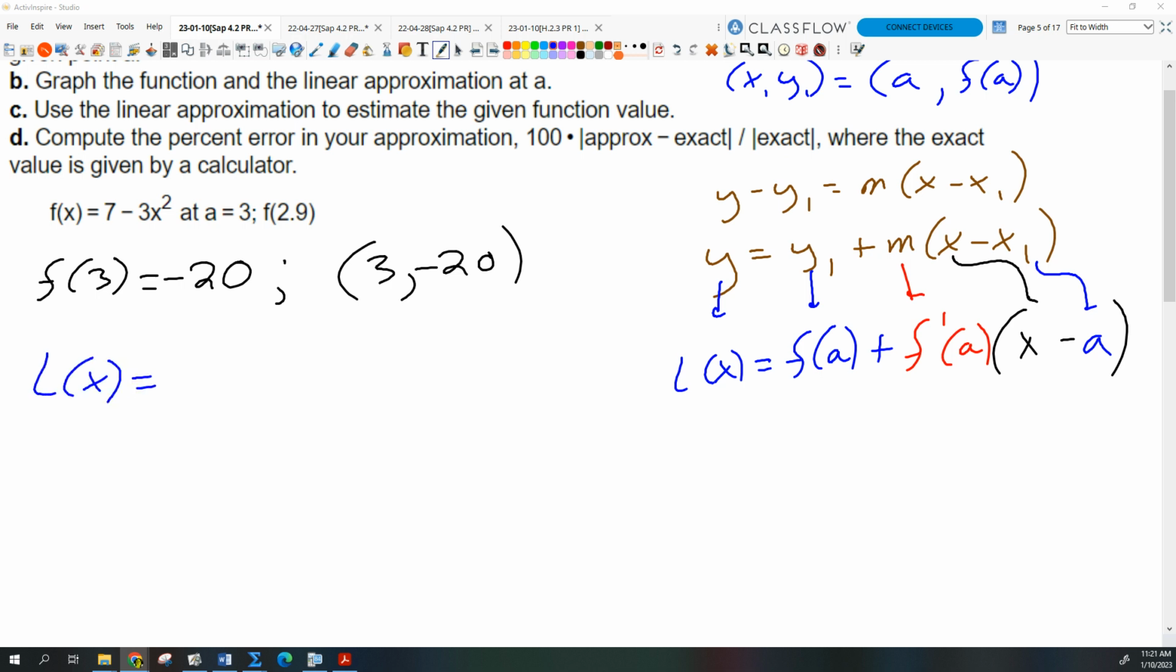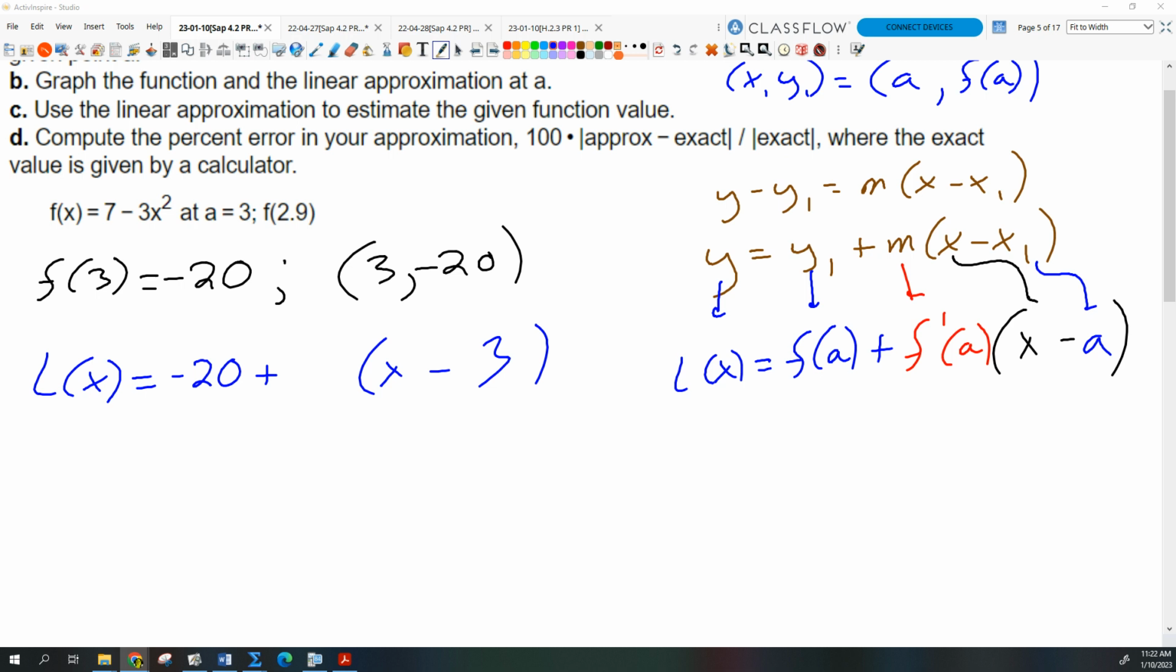L of x equals, well, f of a is what then? Negative 20, okay? Plus f prime of a, we haven't calculated yet. We'll get to that. Times x minus a, and a we said was 3, right? So now we just need to know what f prime of a is.